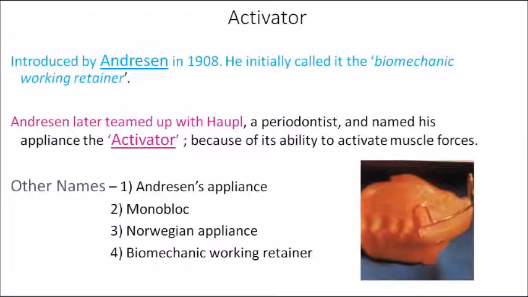Now, other names for this activator are Andresen's appliance, obviously because Andresen was the first person to introduce it. It was also called a monoblock, a Norwegian appliance because Andresen and Häupl worked together in Norway, as well as the biomechanical working retainer, which was the first name given to this appliance by Andresen.